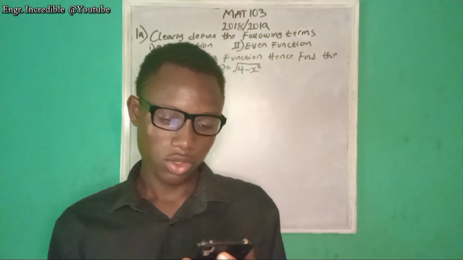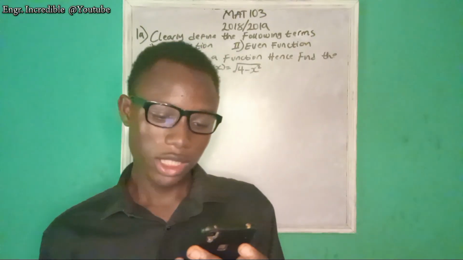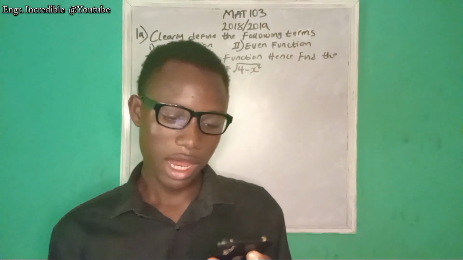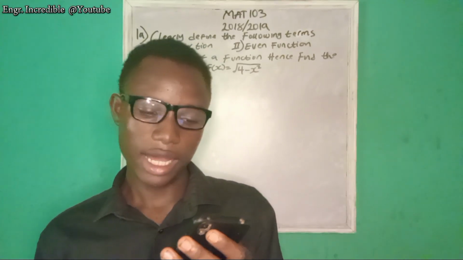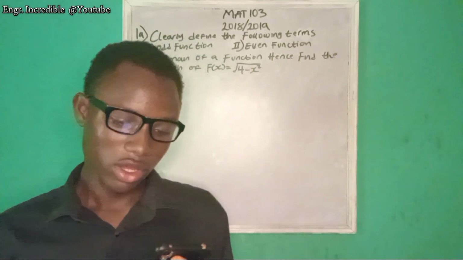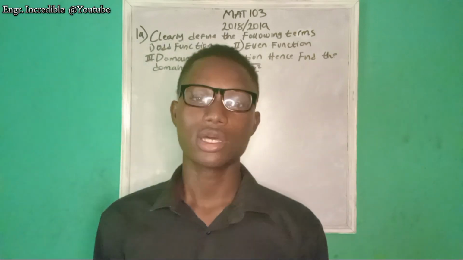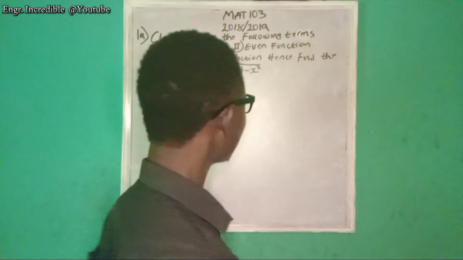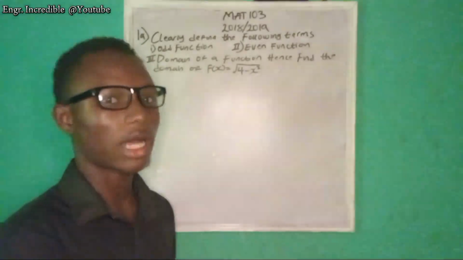Question 1A of the Masano 3 past question says: clearly define the following terms: odd function, even function, domain of a function. Hence find the domain of f of x is equal to the square root of 4 minus x square. So now they ask us to define an odd function and an even function.